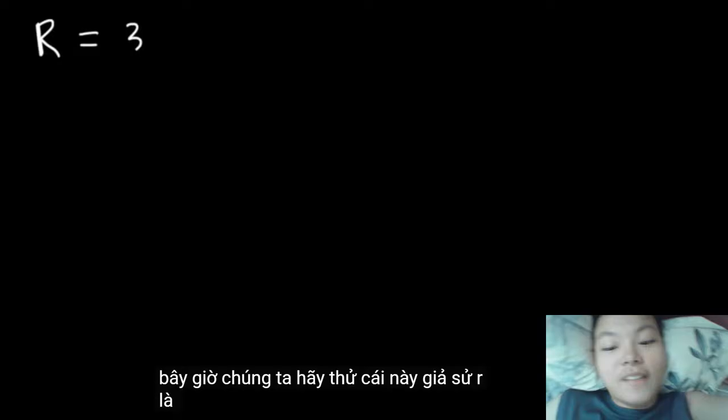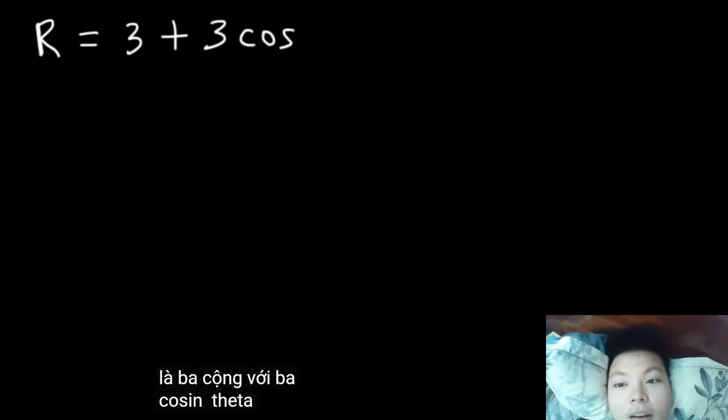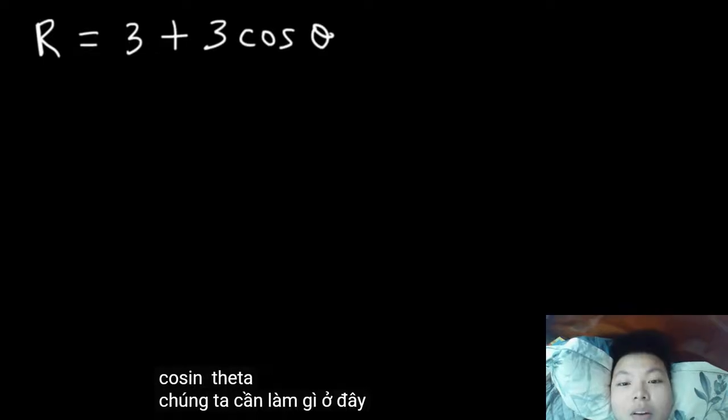Now let's try this one. Let's say that r is 3 plus 3 cosine theta. What do we need to do here? Well, first, we need to determine what type of limacon we have.